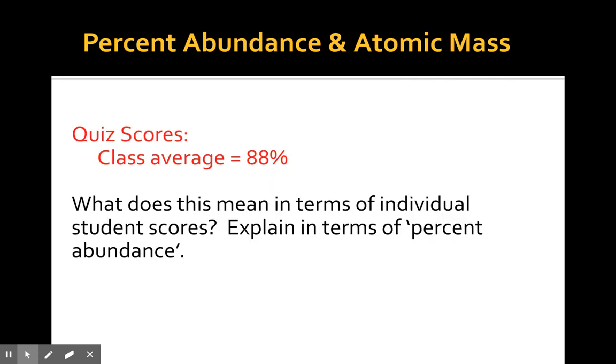Another way you can think about average atomic mass and percent abundance is with quiz scores and class averages. If you took a quiz and the class average was an 88%, we know that more students got an A or a high B on the quiz than a lower score. Because more students got a higher score, that's going to pull the class average up. So the average atomic mass is going to be skewed based on which element is most abundant, just like our class average would be skewed based on which scores were most abundant.